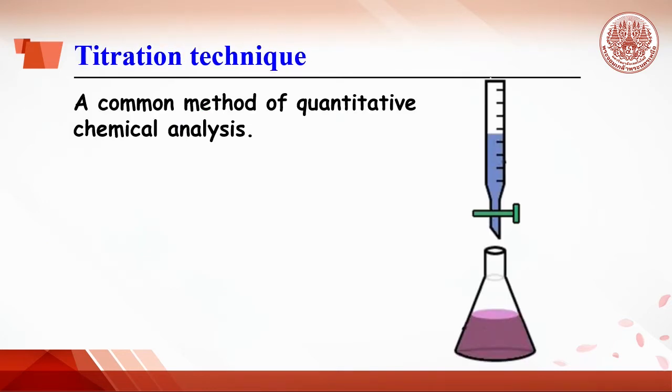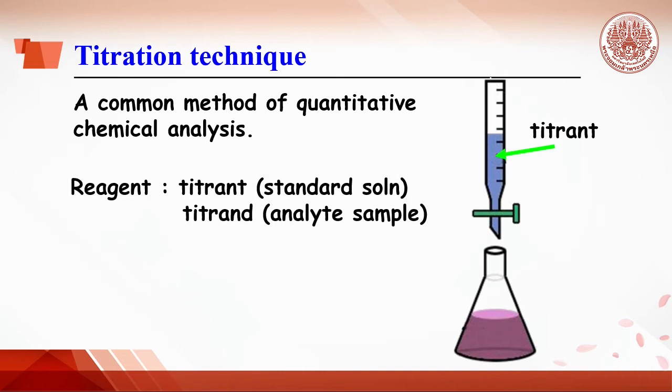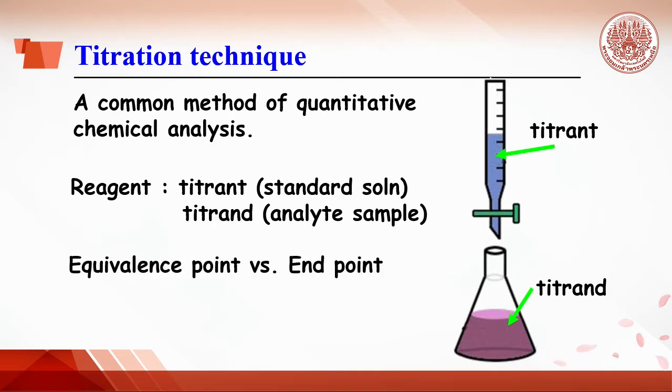Titration is a technique used to find out the concentration of the sample solution. Usually, a reagent with known concentration is filled in the burette. It's so-called titrant. And the unknown sample, or analyte, is pipetted into the Erlenmeyer flask. When the titrant and analyte are reacted, two words are considered: equivalence point and end point.